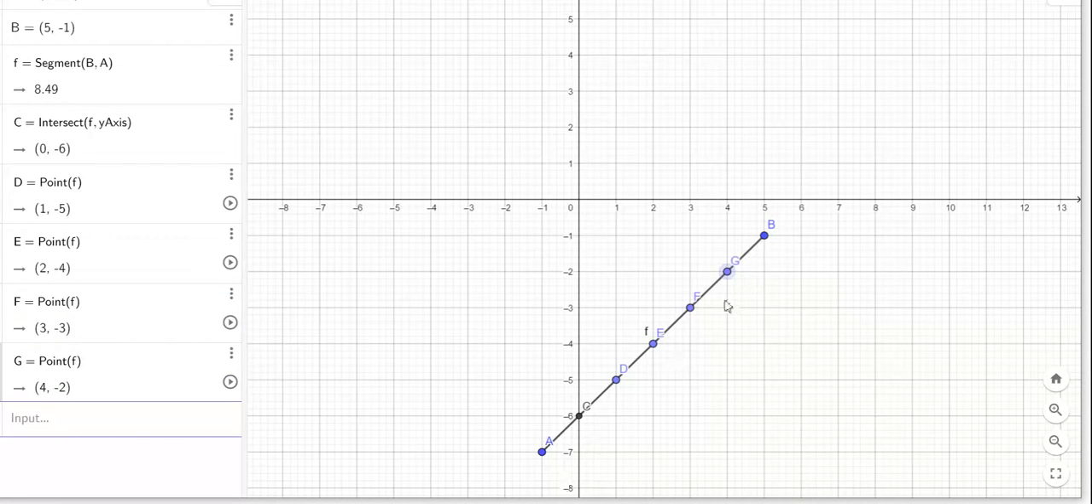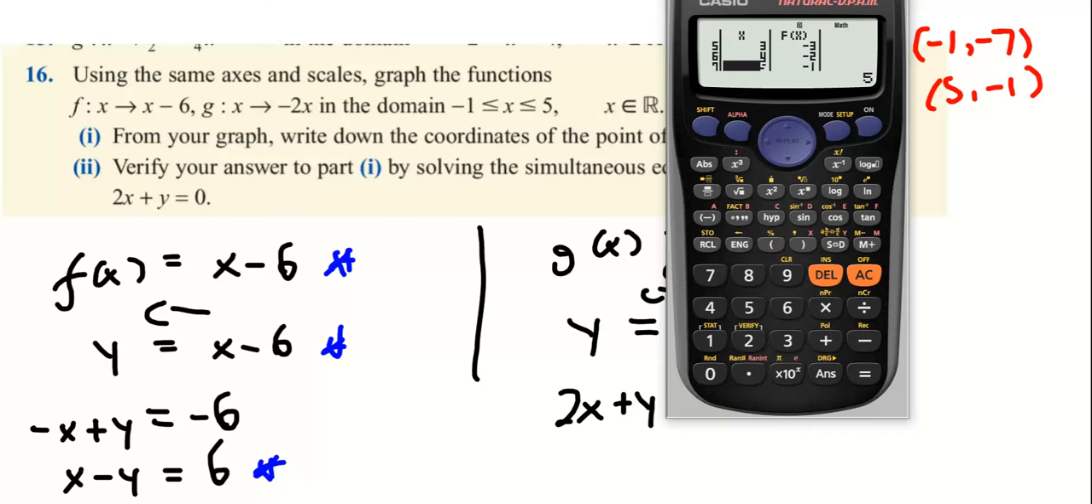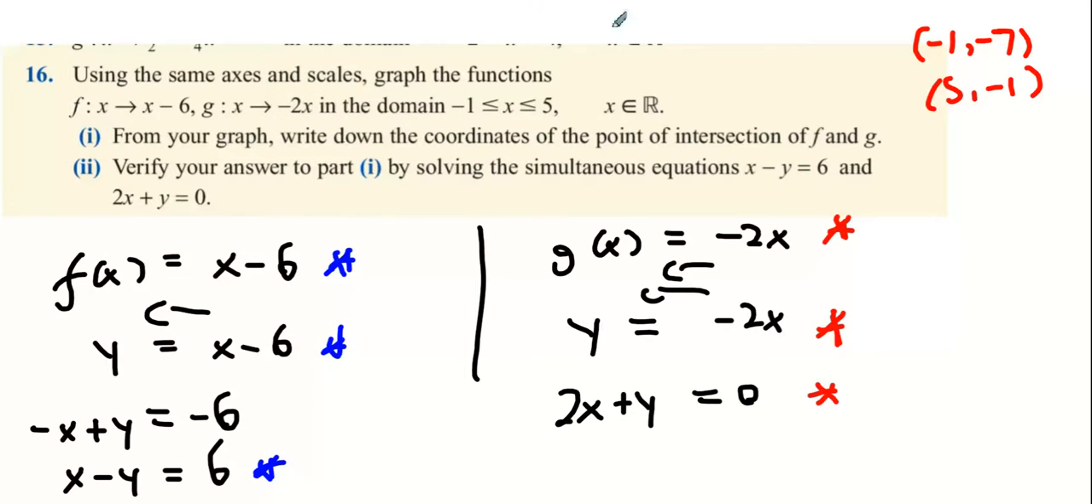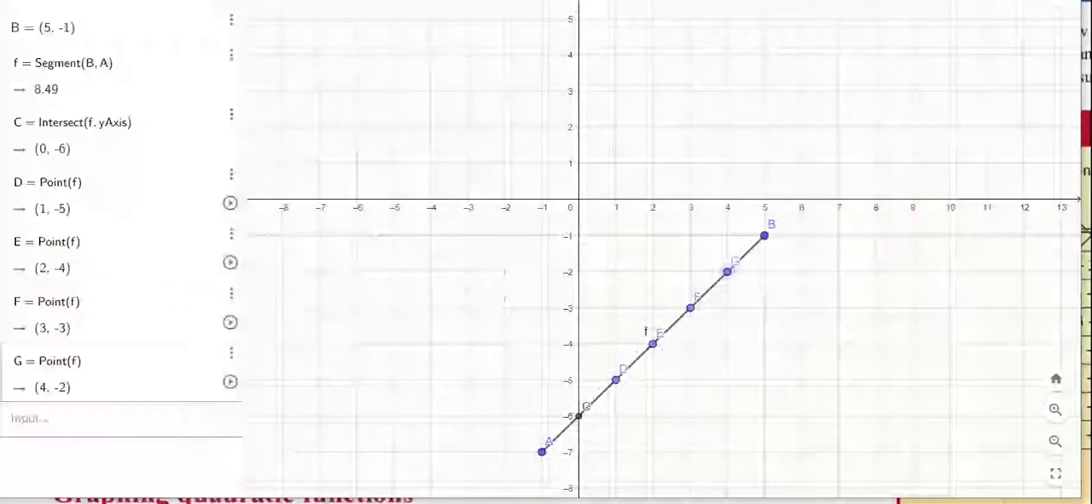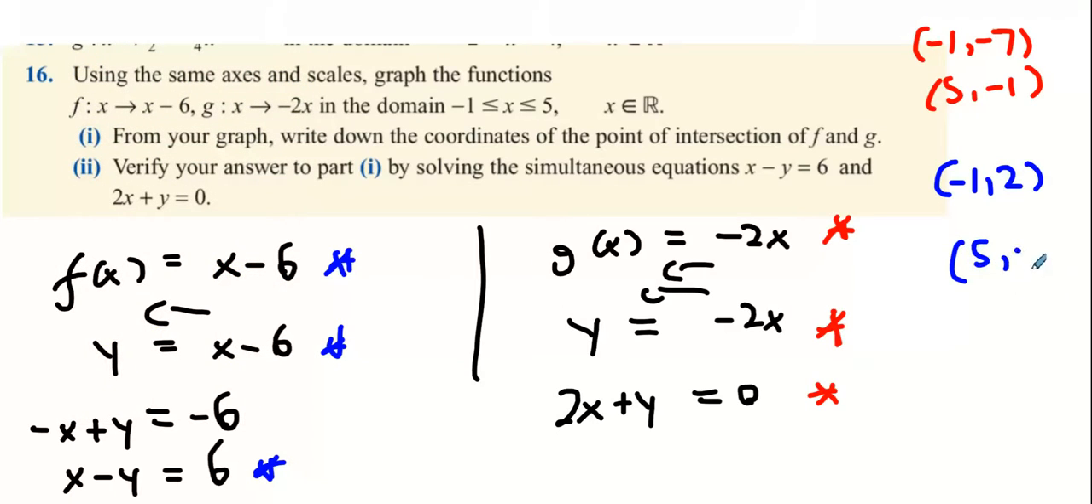There, and there's all my points for that first line. Okay. Next thing I'm going to do is go to the next part and do g of x equals -2x. So once again, this time I'm going to use -2x and not go anywhere. Start at -1, end at 5. Step of 1. I'm going to use -1, 2, which is this one here. And for the other one, I'm going to use the furthest point down, which is 5, -10. Okay, -1, 2, and 5, -10.